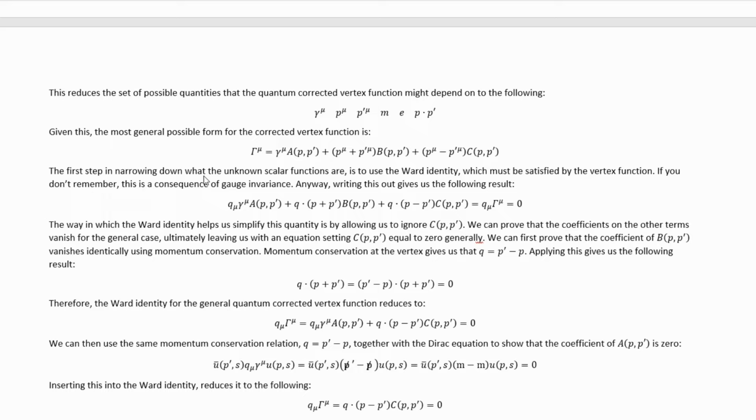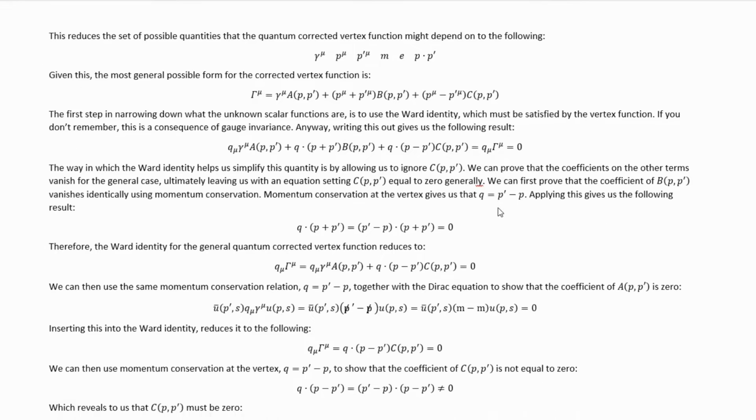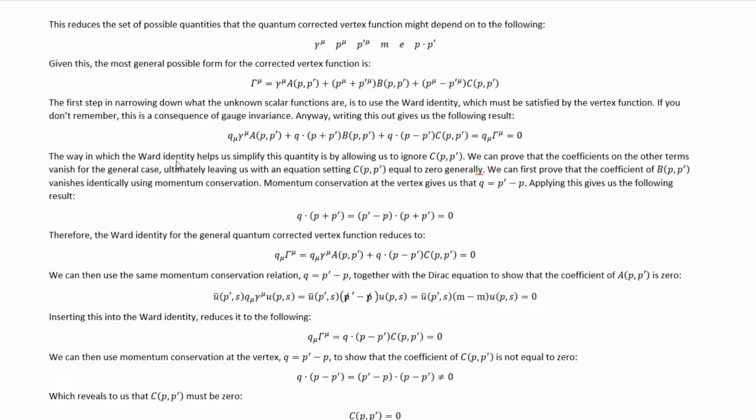The first step in narrowing down what the unknown scalar functions are is to use the Ward identity, which must be satisfied by the vertex function. If you don't remember, this is a consequence of gauge invariance. Anyway, writing this out gives us the following, this here. So this is the Ward identity right there, and I have simply plugged in the value of capital gamma mu so that we can start working with this. The way in which the Ward identity helps us simplify this quantity is by allowing us to ignore this last term. We can prove that the coefficients on the other terms vanish for the general case, ultimately leaving us with an equation setting this quantity here equal to 0 generally.